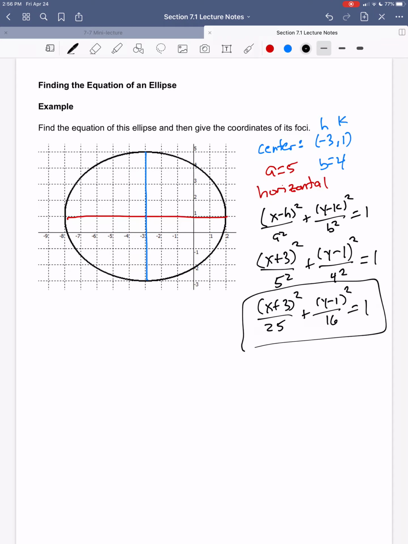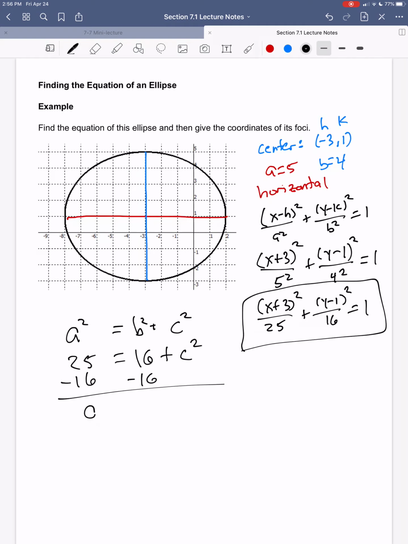That's the equation. To find the foci, I need c. We've done this a few times already. I know a squared is bigger than c squared, so I'm going to have to add something there. So how do I get a squared and b squared? I know what a is, I know what b is. a squared is going to be 25. b squared is going to be 16. So I get c is plus or minus 3, but that's how far I'm going to have to move in the x direction.